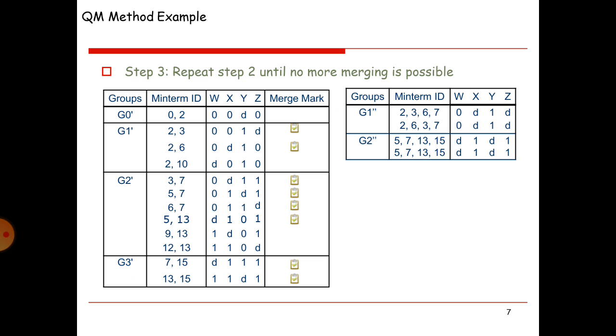So this slide shows step 3. Repeat step 2 until no more merging is possible. The same second table is shown in the slide. Again you have to make the comparison, that is G0 dash and G1 dash. So that is G0 double dash or G1 double dash. It can be represented by G1 double dash, right? Until no more merging is possible, you have to compare the prime implicants, that is the min-term IDs.